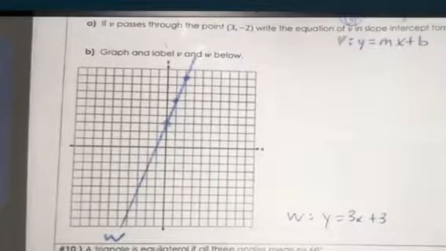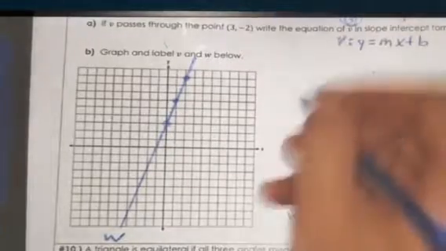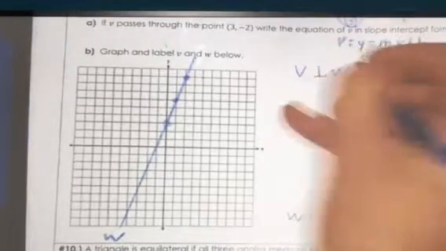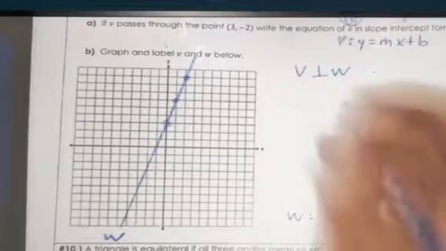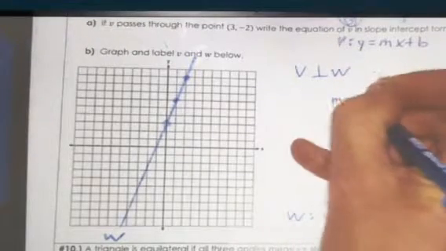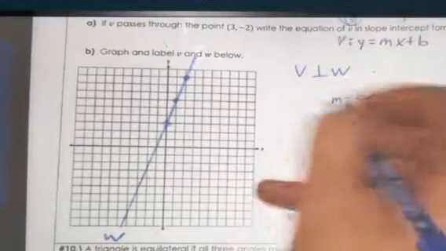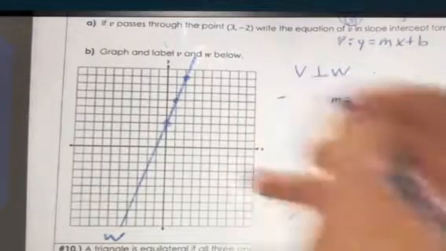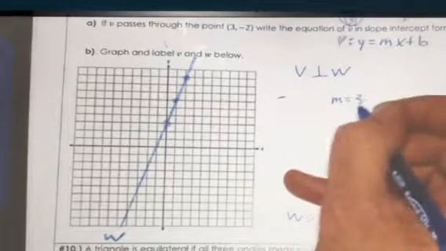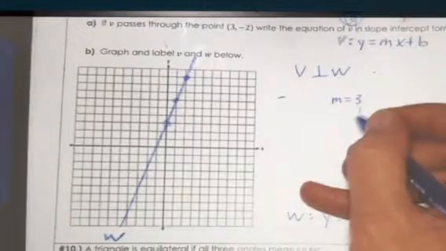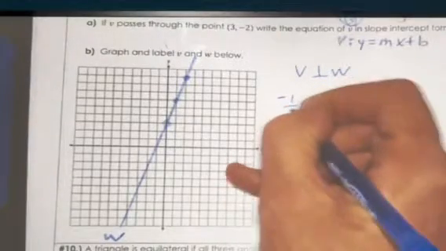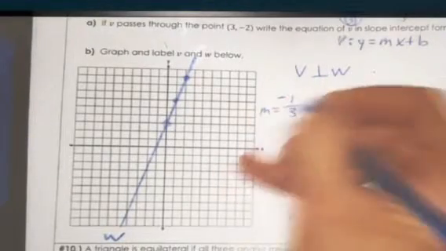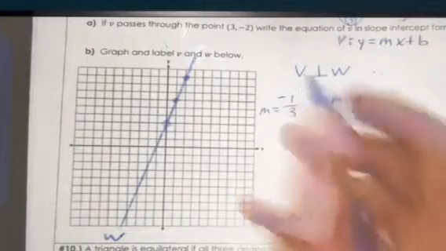Now V. For V, we need to change the slope. So V is perpendicular to W, and for the slope of W, we got 3. So now the slope of W, what do we need to do? We need to change the sign, so the slope will be negative. And we need to take this 3 over 1 and give the reciprocal, 1 over 3. This is the opposite reciprocal because it has the opposite sign. So now we have the slope for V.